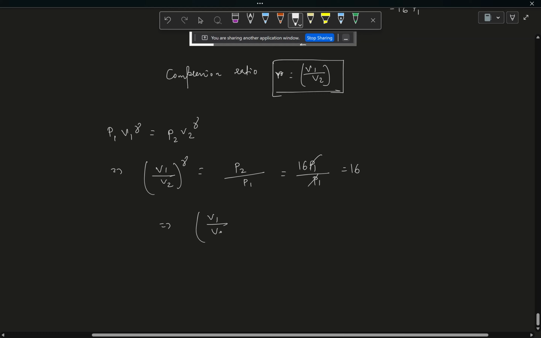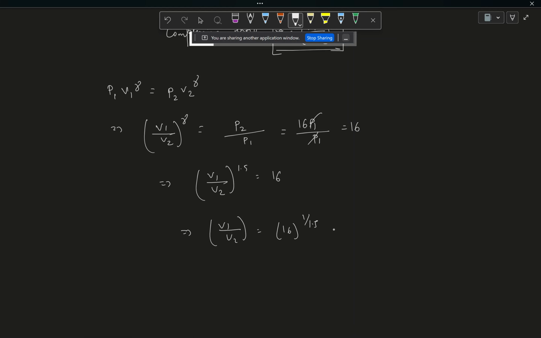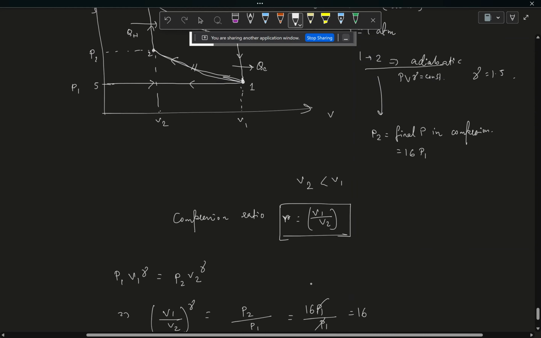Now V1 by V2 to the power of 1.5, that's the gamma value, equals 16, and then V1 by V2 will be 16 to the power 1 by 1.5. Now 1.5 is 3 by 2, so 1 by 1.5 is 2 by 3, which is around 6.35 by calculating. So your compression ratio V1 by V2 is 6.35 for this auto engine.